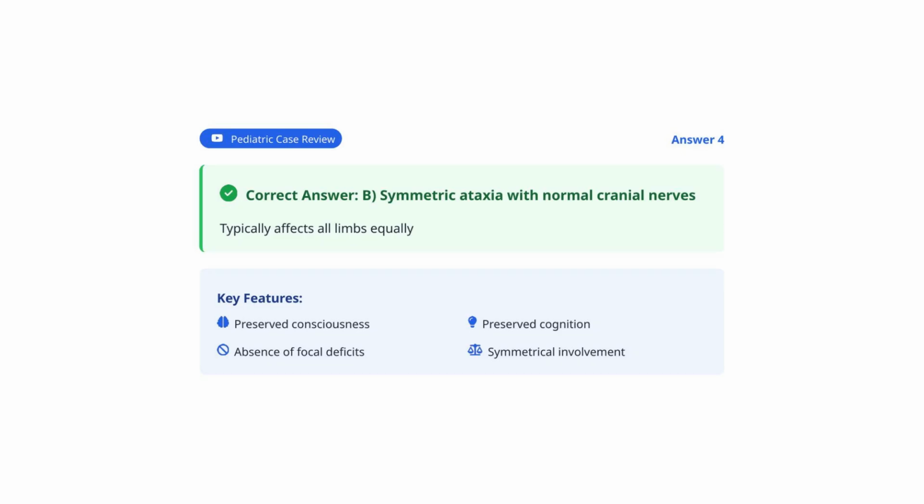Acute cerebellar ataxia typically presents with symmetric involvement affecting all limbs equally, with normal cranial nerve function except for possible nystagmus. Importantly, consciousness and cognition remain intact. This pattern helps distinguish it from more serious conditions like posterior fossa tumors, which may cause asymmetric findings, increased intracranial pressure signs, or cranial nerve involvement.